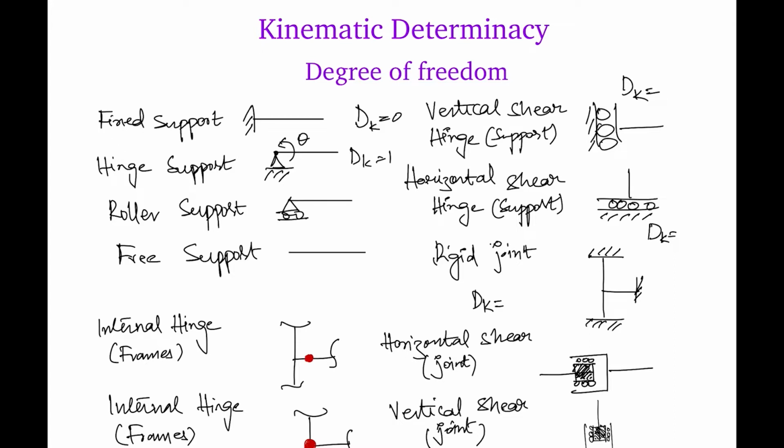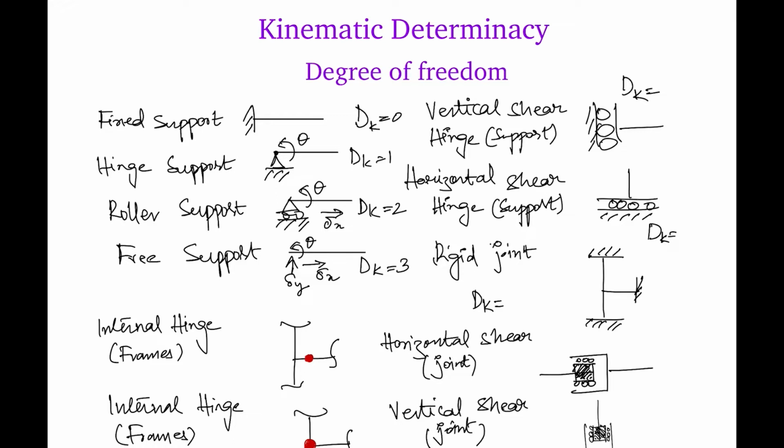Now we have a roller support. A roller support can move in this direction, that is delta x. Let us say it can also rotate, theta. So the degree of freedom for this roller support is 2. A free support can move in the delta x direction, the delta y direction, or even rotate, theta, I'm sorry. So degree of freedom for a free support is equal to 3.